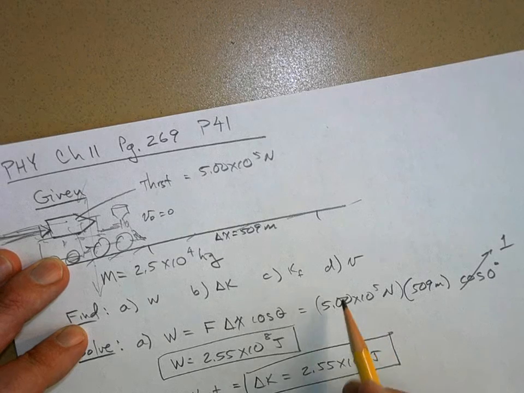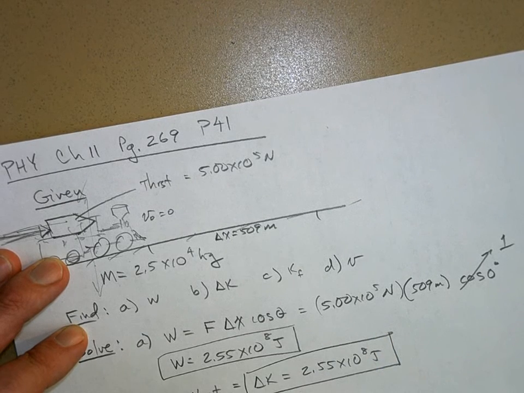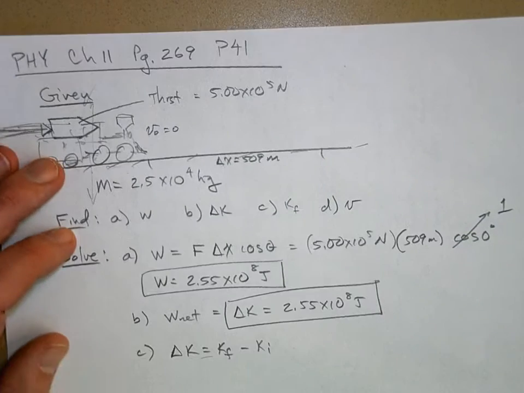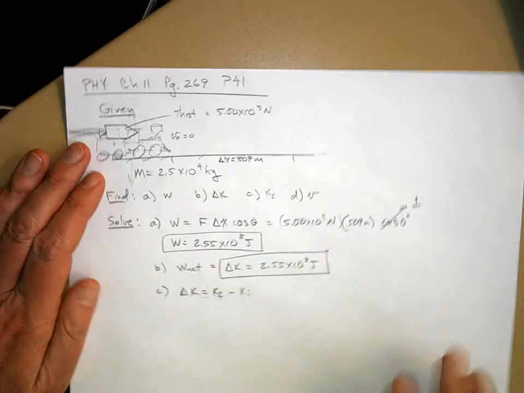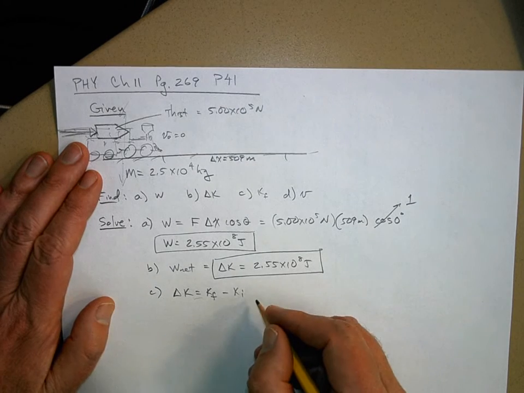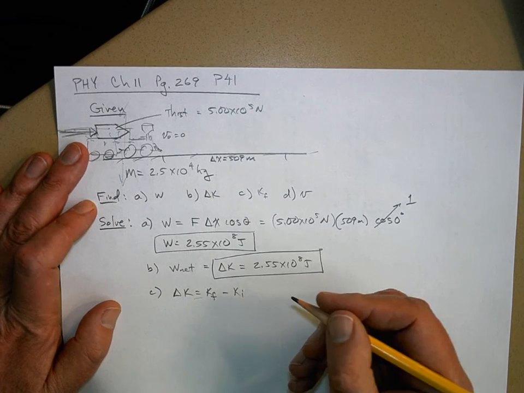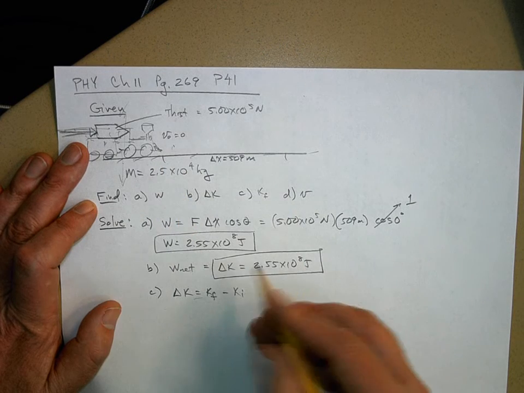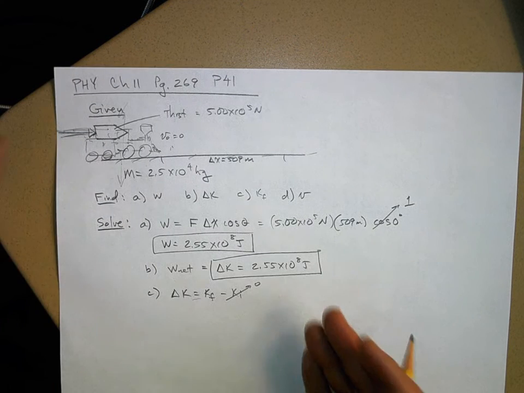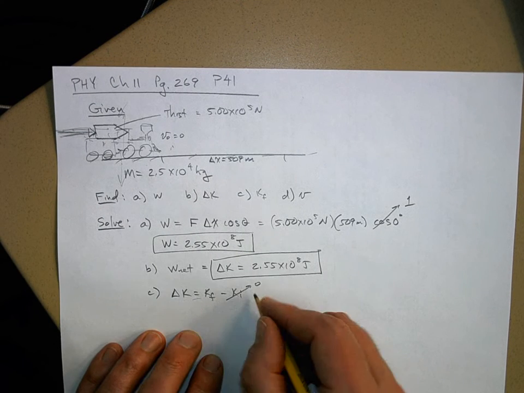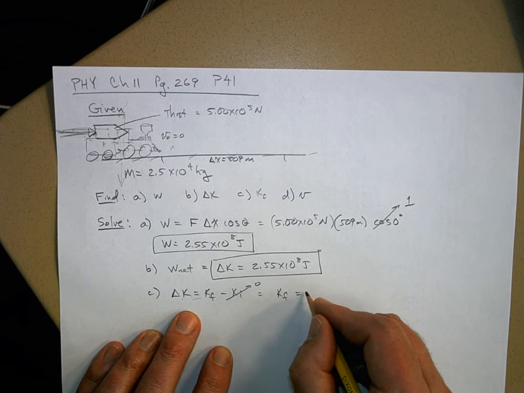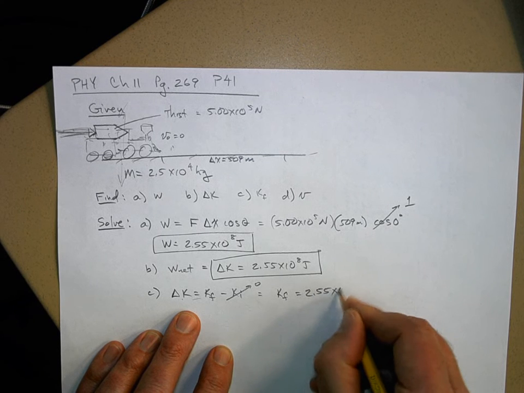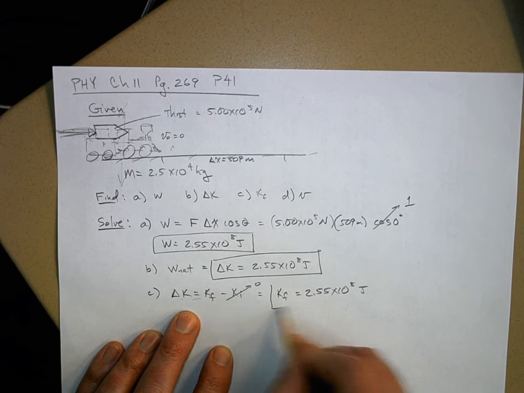And then part C, well, delta K equals K final minus K initial, right? Ooh, I'm off screen. Sorry. Let me know if I'm off screen, please. Yell, scream at me. Okay, so K final minus K initial. Well, what is K initial? If it starts from rest, the velocity is 0. 1/2 mv squared is 0 if v is 0. And so K final is equal to delta K, which is equal to 2.55 times 10 to the 8 joules. So A, B, and C all have the same answer.